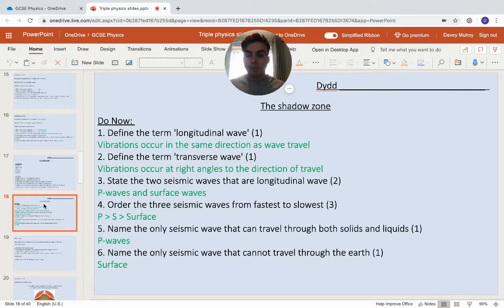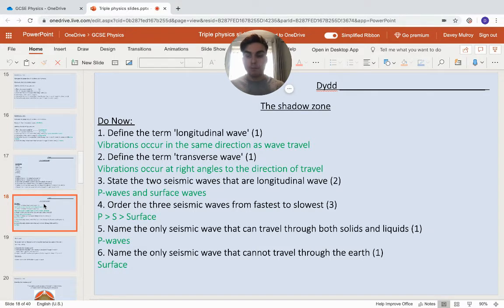Number 3, state the 2 seismic waves that are longitudinal waves. We've got P waves and surface waves. Remember, P stands for primary. 4, order the 3 seismic waves from fastest to slowest. We've got P. P stands for primary, that makes sense. Then secondary, or S waves. And finally, surface waves.